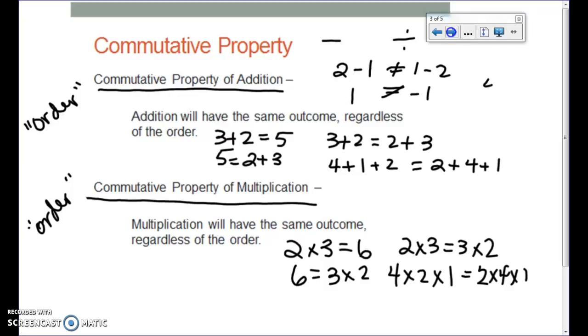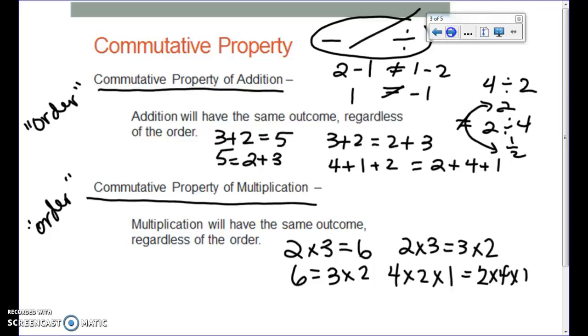Same way with division. I can do 4 divided by 2 pretty easily. I know that that's 2, but I know that 2 divided by 4 is not the same. It'd be 1/2, and 2 and 1/2 are not equal. So the commutative property also does not work with division. Subtraction and division are outlawed for the commutative property. You have to do those in the order that they're written. However, addition and multiplication, you can flip-flop the order on those.